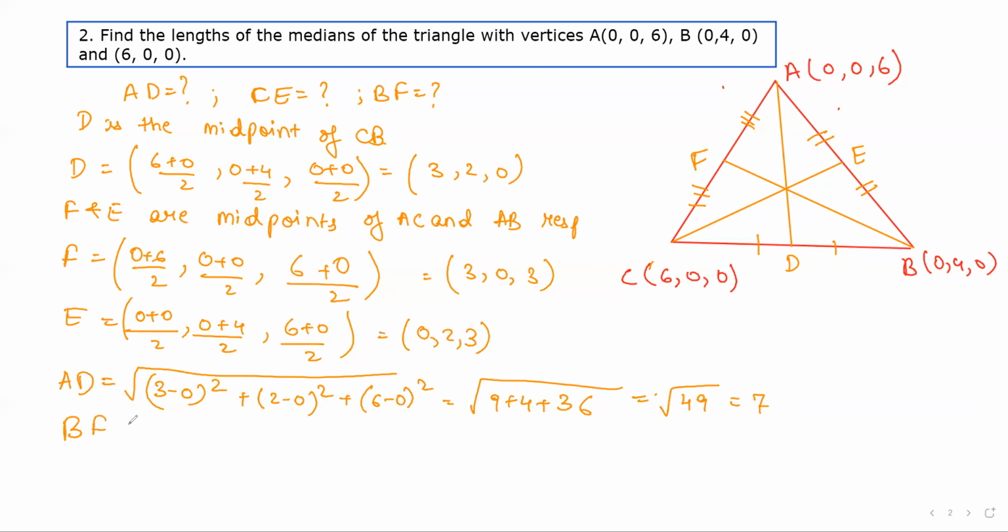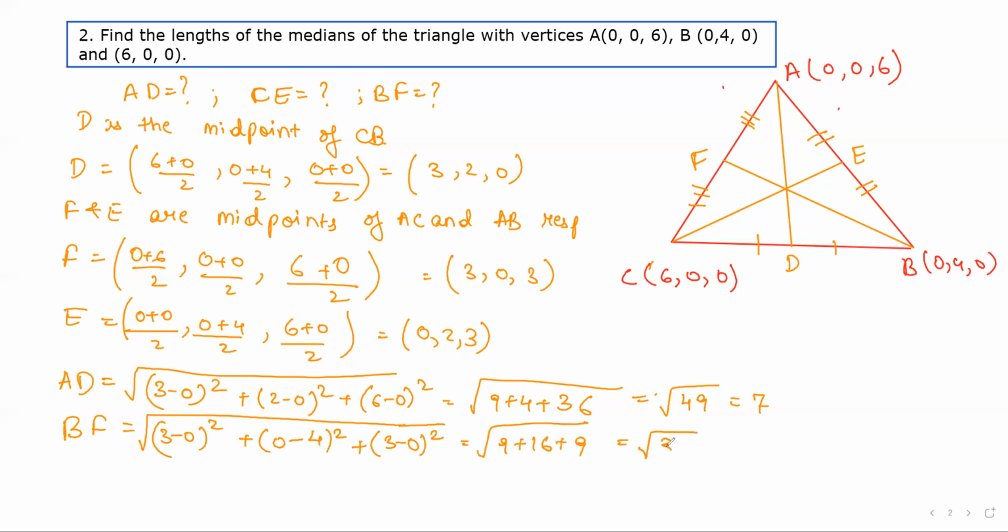BF is equal to the root of (3 minus 0) whole square plus (0 minus 4) whole square plus (3 minus 0) whole square. This will be equal to root of 9 plus 16 plus 9, which is root 34.